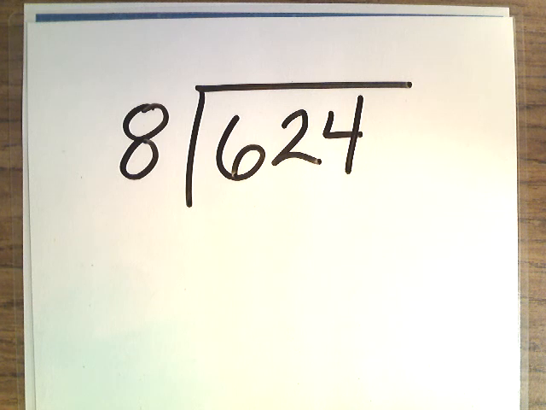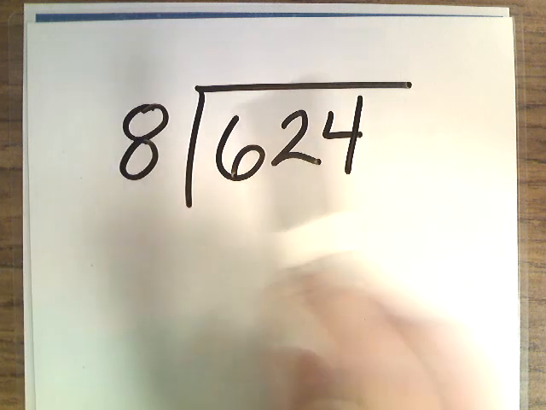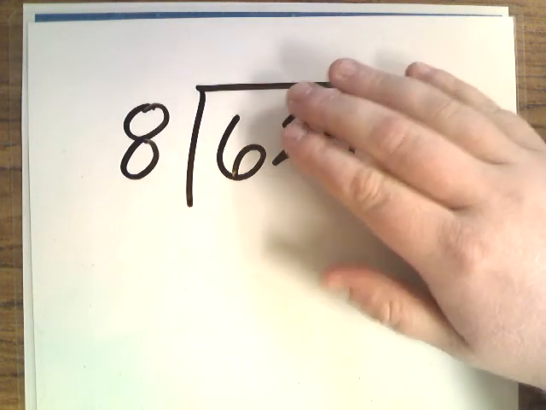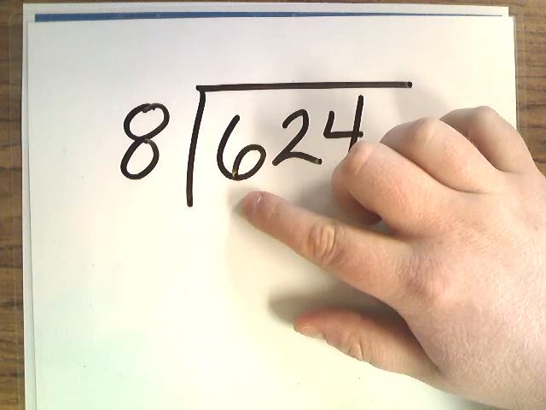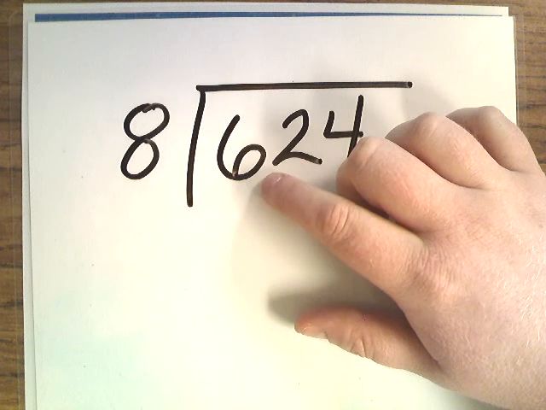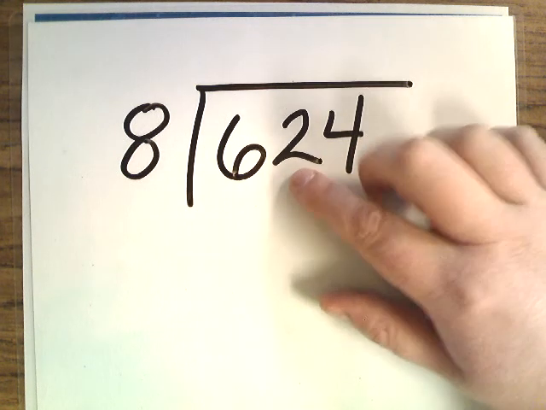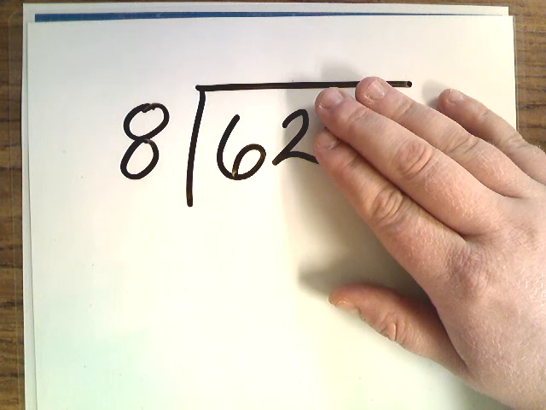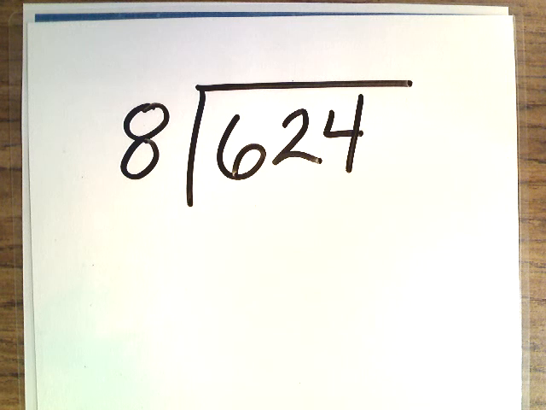So I'm going to look at it. I'm going to go, okay, 8, and I'm going to look at just the 6 to start off with. How many groups of 8 are there in 6? Well, 8 can't fit into 6, right? It's too big, so it doesn't fit. So we have to move to the next digit. Now I have to look at it and go, okay, how many times can 8 fit into 62? Okay, how many times can 8 fit into 62?